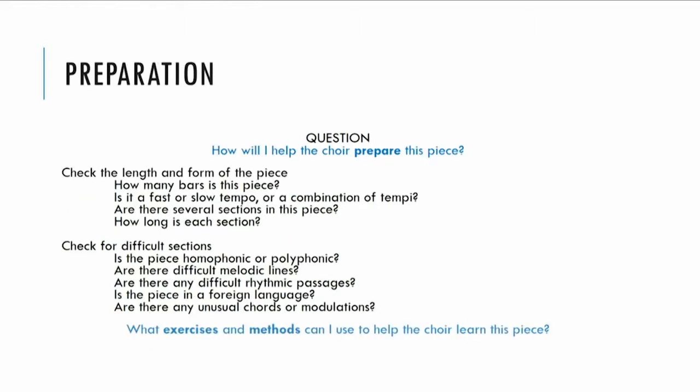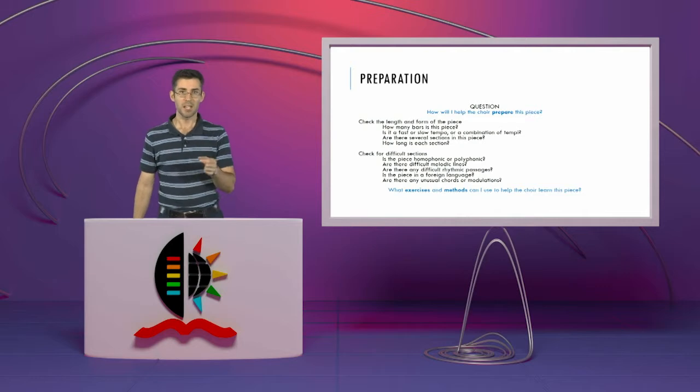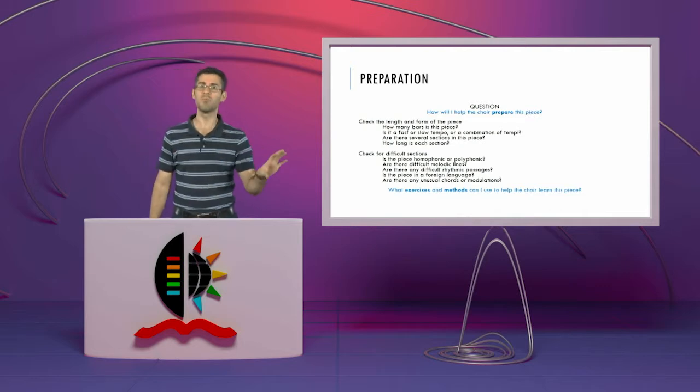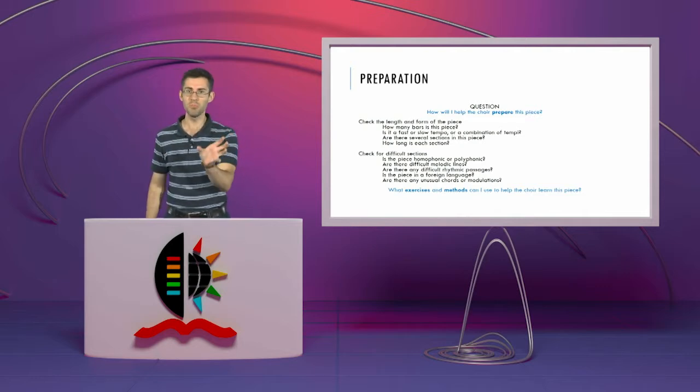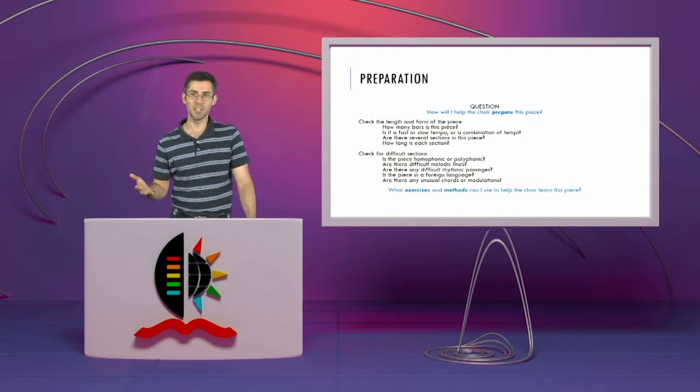Then, for preparation, how will I help the choir prepare this piece when they are singing? So we're looking at things like the length and the form of the piece. How am I going to break this piece up in every, what I would say, rehearsal? Are you going to learn the whole piece in one rehearsal? Or are you going to learn small pieces of it in several rehearsals? So how many bars are in this piece? Are you going to split it up into sections?